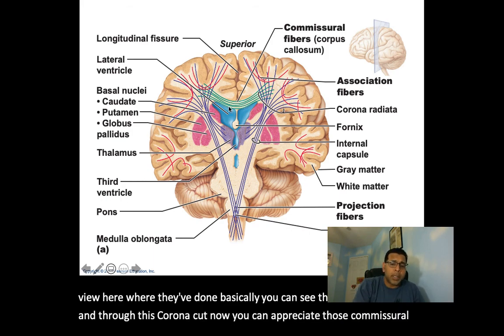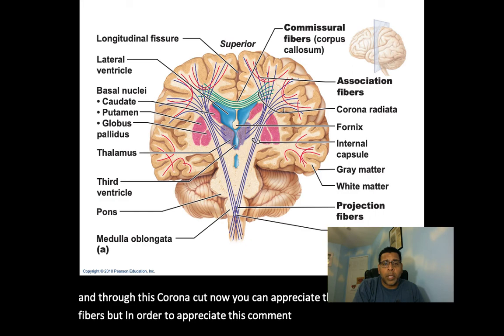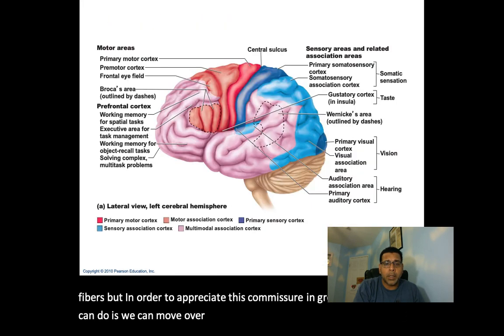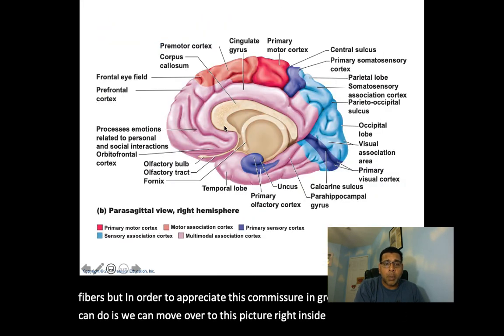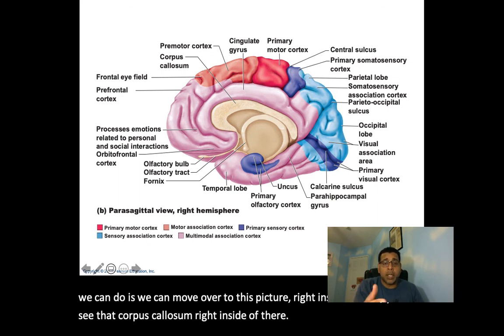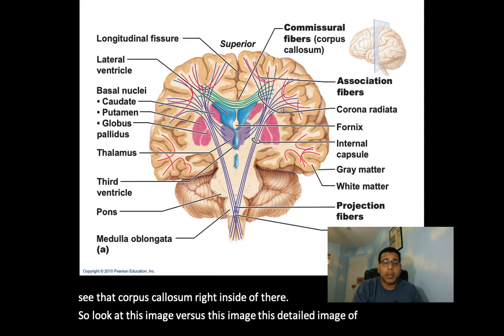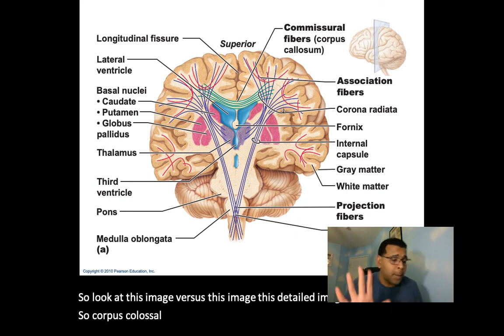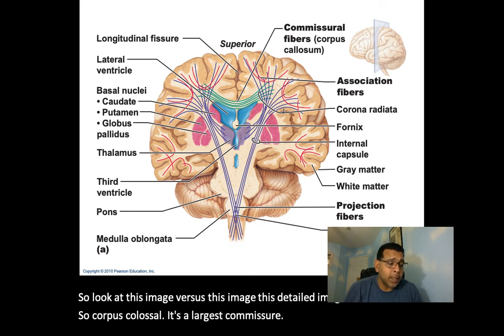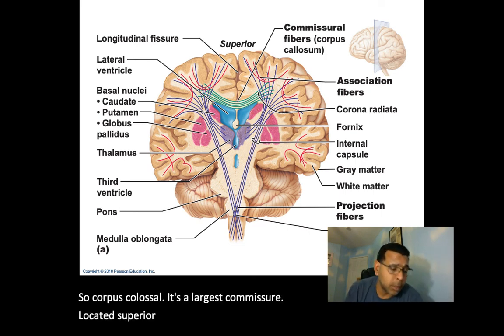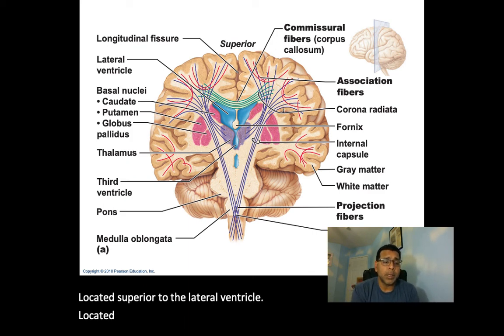But in order to appreciate this commissure in greater detail, we can move over to this picture right inside of here. You can see that corpus callosum right inside of there. So look at this image versus this image, this detailed image of those fibers. So corpus callosum, it's the largest commissure located superior to the lateral ventricle, and deep in the longitudinal fissure.